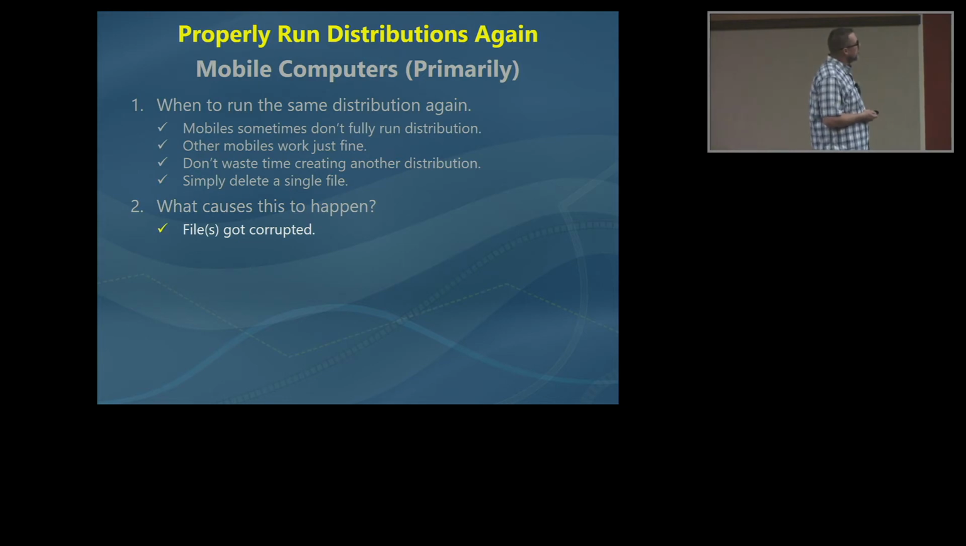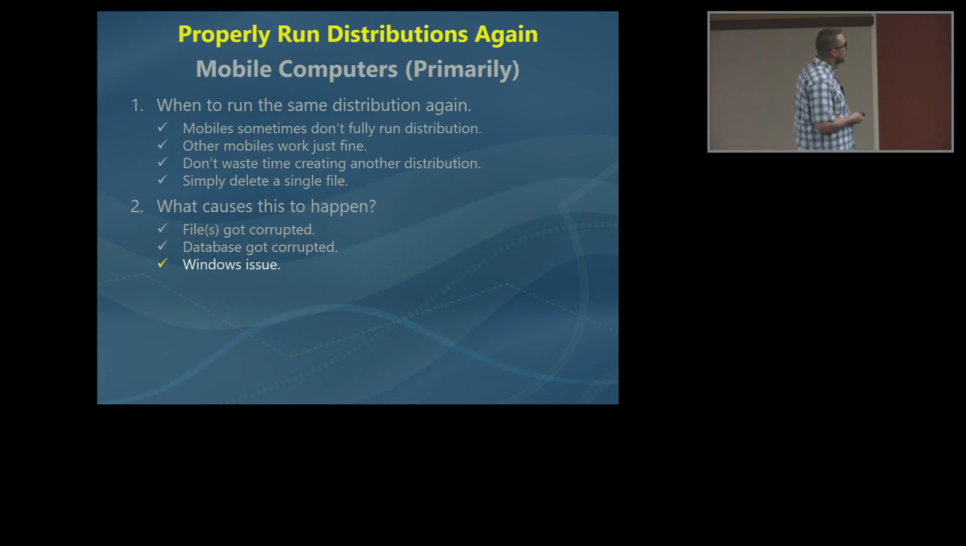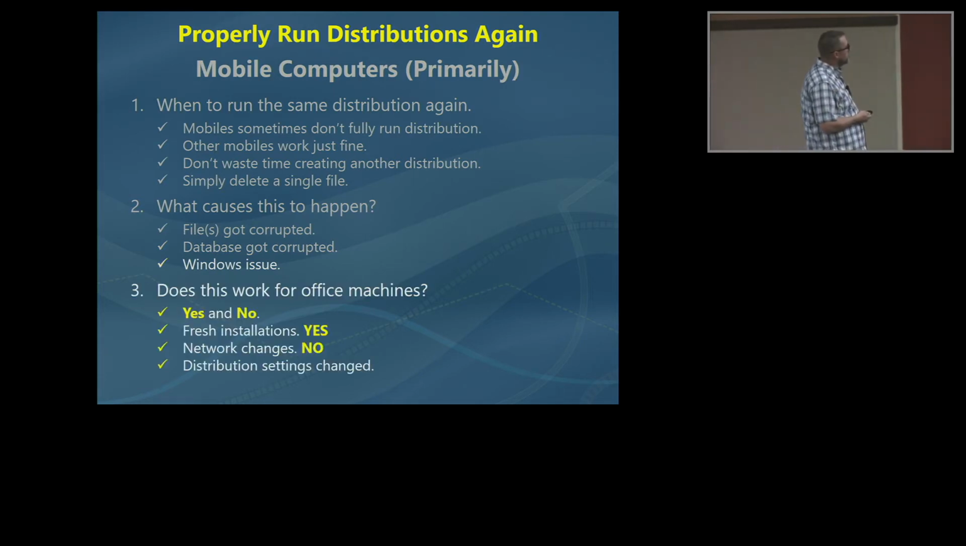And what causes it? Files get corrupted. A database could get corrupted on that mobile. The Office side, I doubt the database got corrupted, but you never know. It could be a Windows issue. And does this work for Office machines? Yeah, all this stuff works whether you're master, your Office, your mobile. They all got to run distributions, at least at first, or down the road to straighten them out.